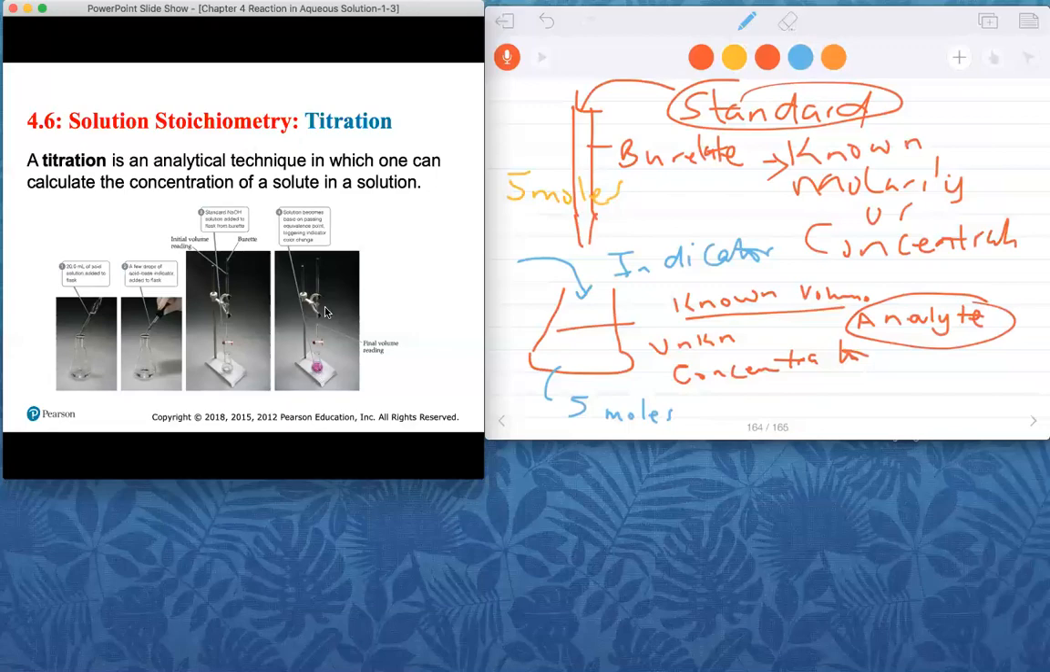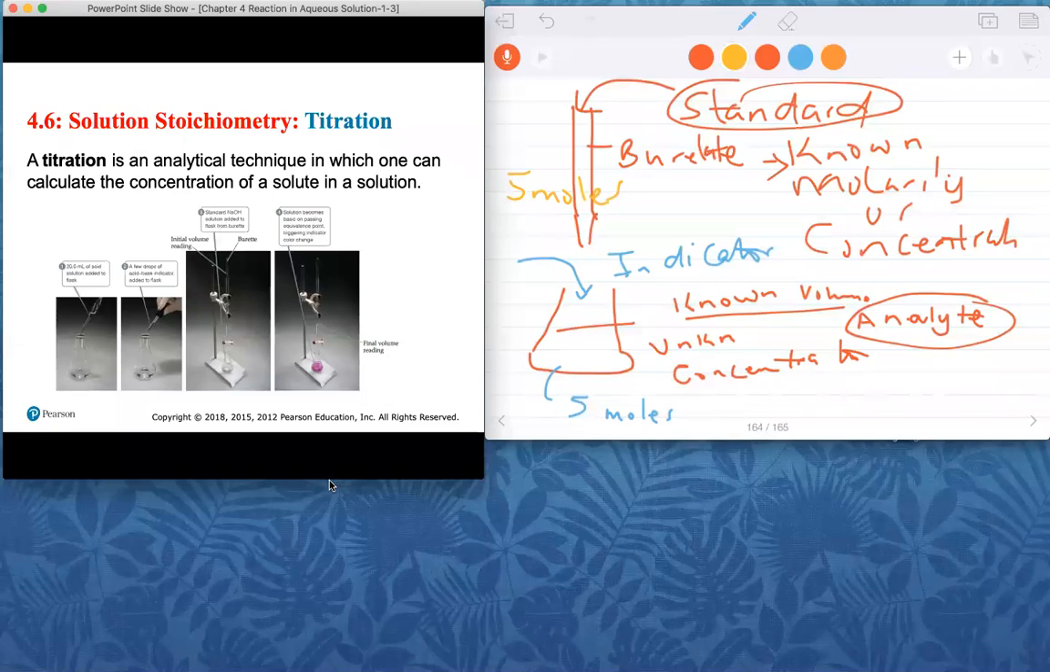Now you'll have to read the volume, that is, how many mL you dispensed into your unknown solution for complete neutralization. You have to picture that. You've got to understand how that works so that you can wrap your head around the problem. I'm going to show you a problem, but that is the titration.